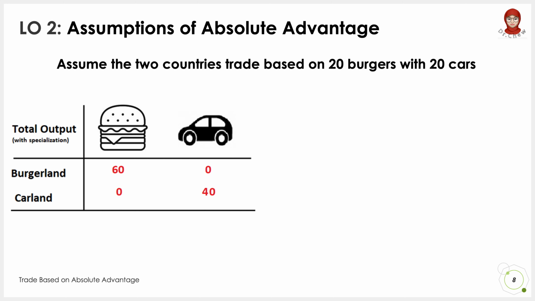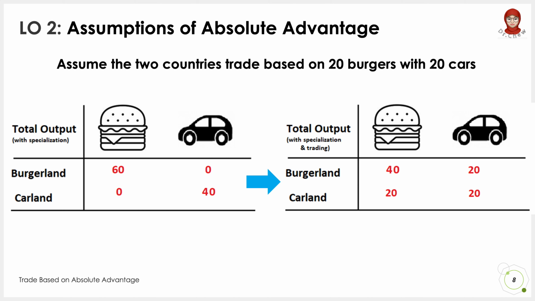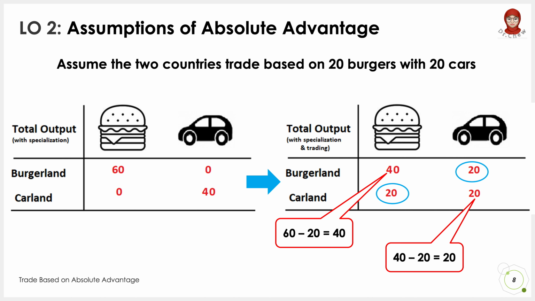Here is the diagram which shows both countries specialize in the goods they are good at. And now assume that the two countries trade based on 20 burgers with 20 cars. Now, the new diagram shows that Burgerland will get 20 units of car by trading 20 units of burger with Carland. At the same time, Carland will get 20 units of burger by trading 20 units of car with Burgerland.